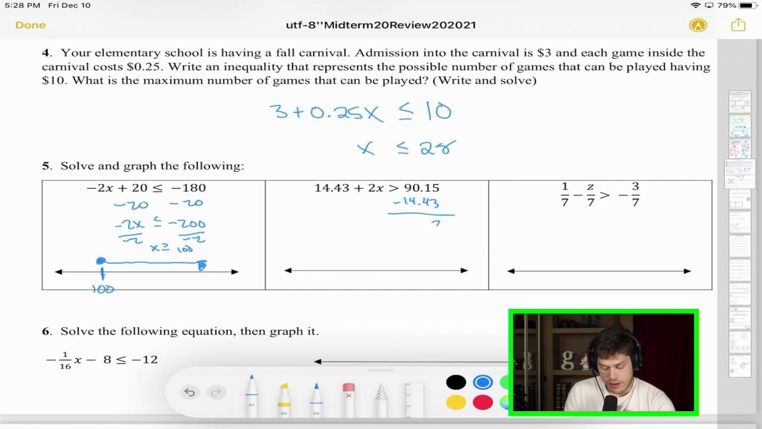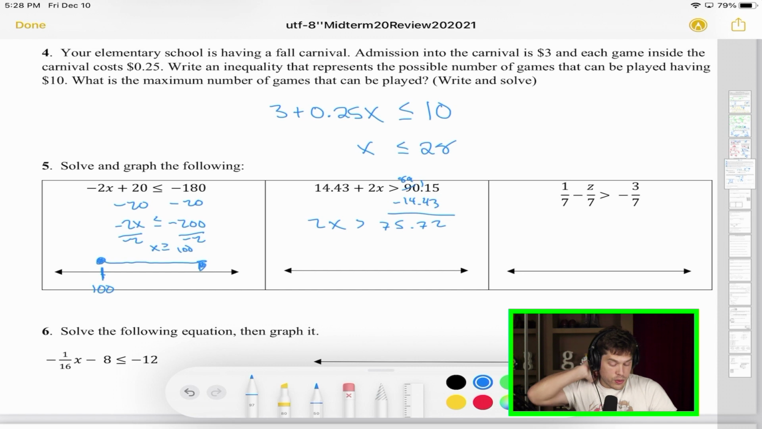5 minus 3 is 2. Bottom number is bigger, so we borrow. 11 minus 4, 7. Put your decimal. 9 minus 4 is 5. 8 minus 1 is 7. Okay. So we have 2x is greater than 75.72.